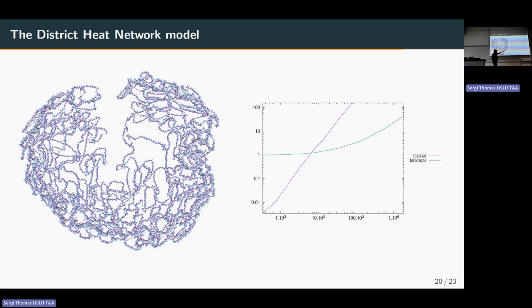So in purple, this is the global structural analysis. For small instances, it is faster than the modular one, but the modular one quickly becomes several orders of magnitude faster.